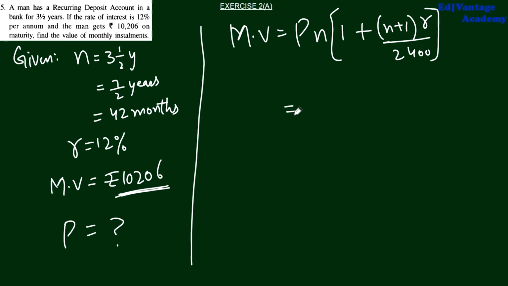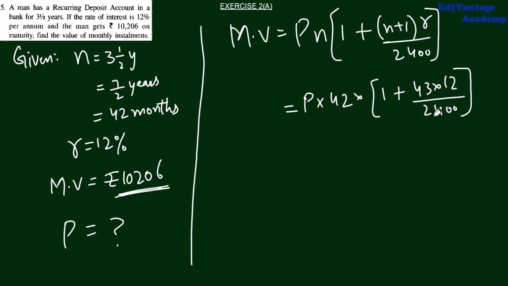And on substituting, when you find the answer in a similar way, P is just like that. N is 42 into 1 plus 43. Why 43? Because n plus 1, 42 plus 1, into R, which is 12 by 2400. Please be careful with the denominator of 2400. It's only for this part. With 1 you have to take LCM to add with 1.